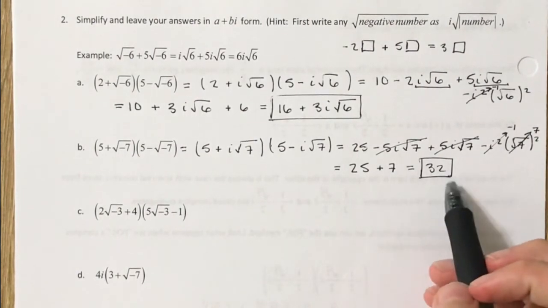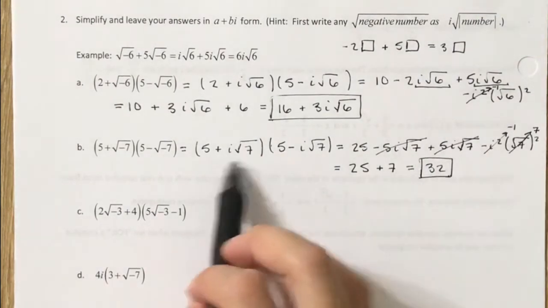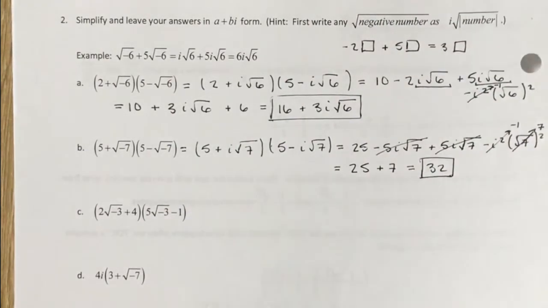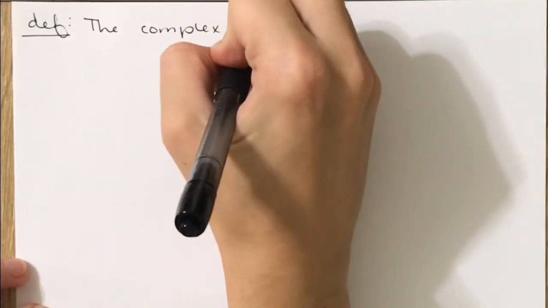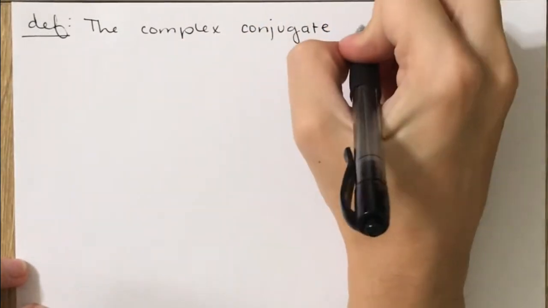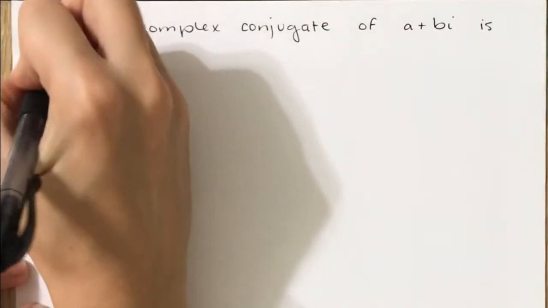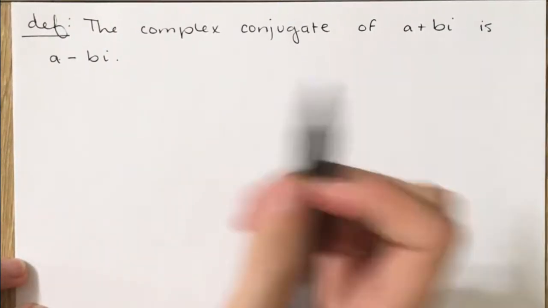We've had this before, we've seen this before, right? There were a couple of questions earlier where we had real numbers from non-real complex numbers being multiplied together. Let's see what's going on here. Let's go back to our notes really quickly for a definition. The complex conjugate of a plus bi is a minus bi. Simple as that.